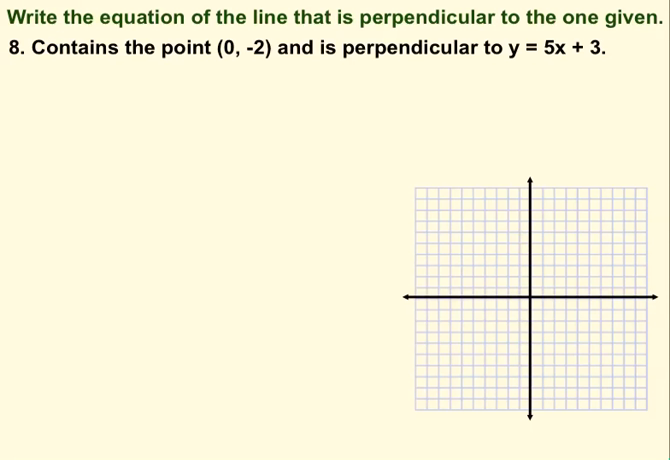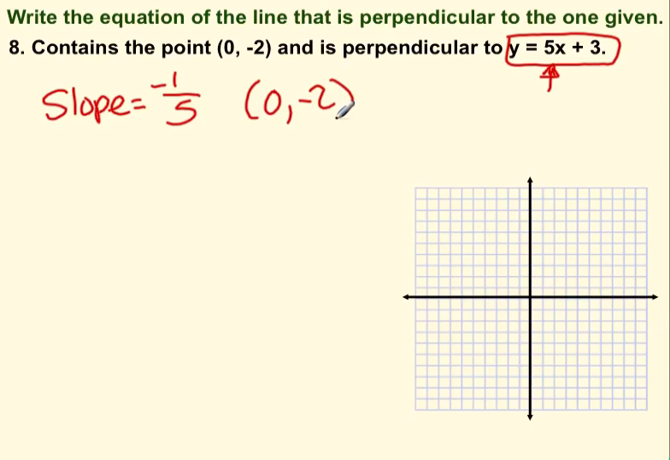Number 8, we're looking to write the equation of a line that is perpendicular to the one that is given. And it also has to contain the point (0, -2). We're going to first take this equation of the other line, and what we're going to concern ourselves with is what the slope is of that line. The slope is 5. So the slope that we're going to use for a line that's perpendicular is going to be 1/5, and we want to make that negative. We also have the point (0, -2). Let's go ahead, put it in point slope form.